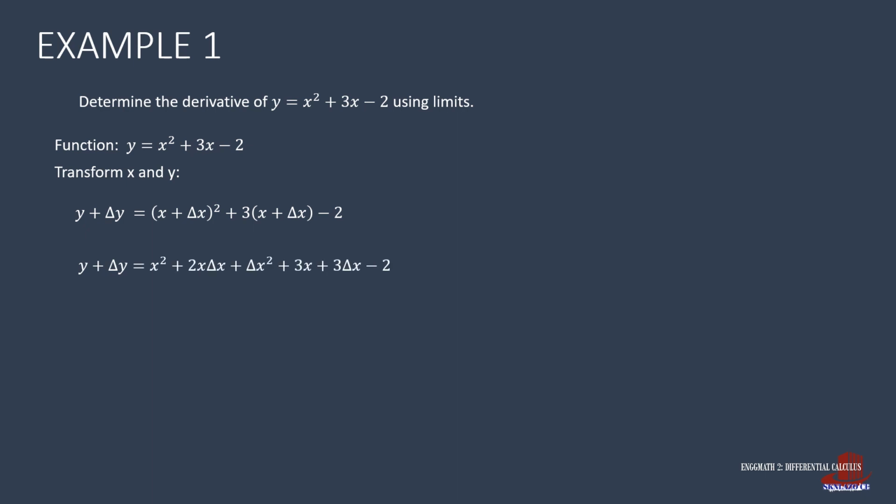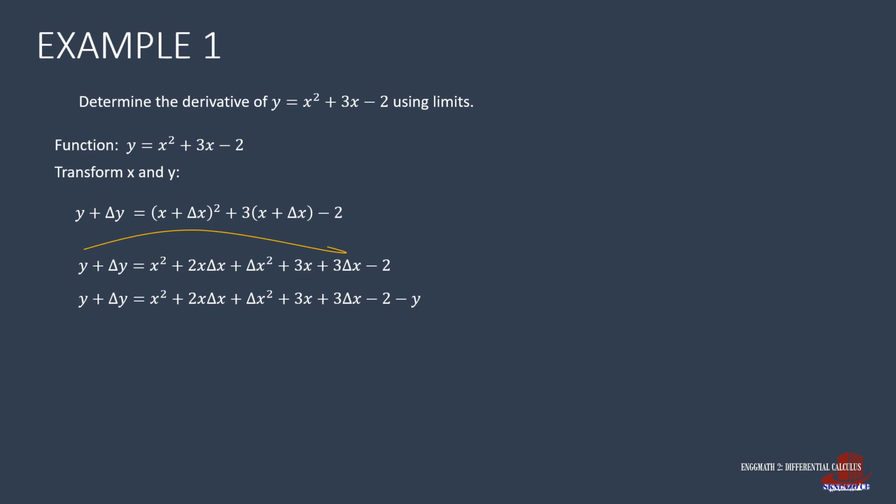Eliminate groupings by expanding the terms. The square of x plus delta x becomes x squared plus 2x delta x plus the square of delta x. The second term becomes 3x plus 3 delta x. Then add 2. There are no similar terms at this point, so we can proceed to transposing y to the other side of the equation.